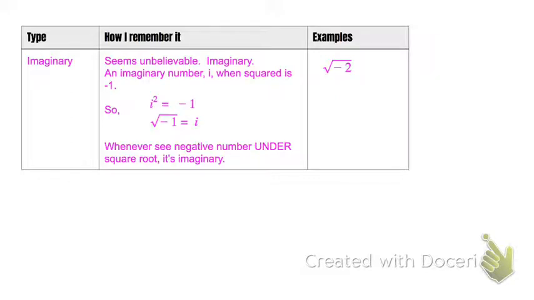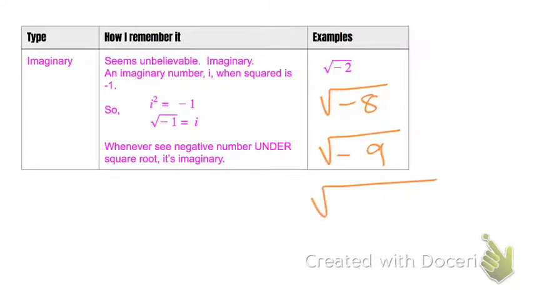So whenever you see a negative sign under a square root, whether it's -8, -9, -143, whenever you see a negative number under a square root, you need to remember imaginary. Because typically, remember, square root is saying what number can you multiply by itself and get whatever you're trying to take the square root of. Like, what number can you multiply by itself and get 9? 3.